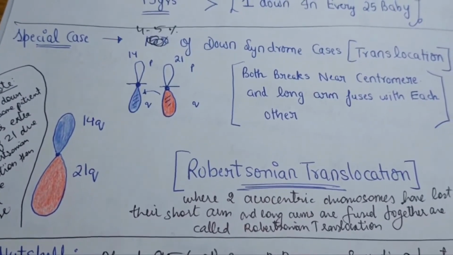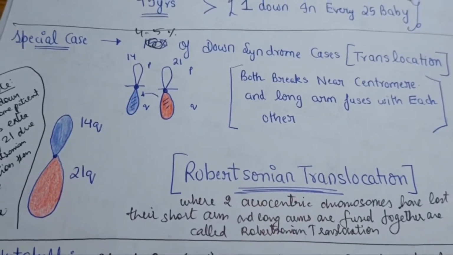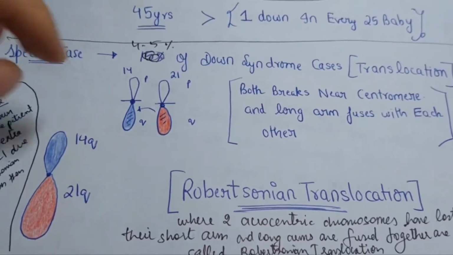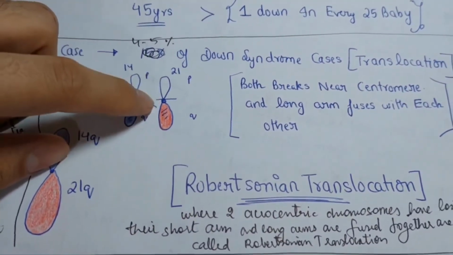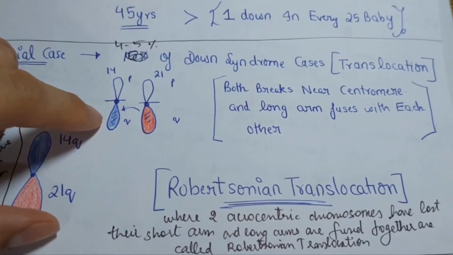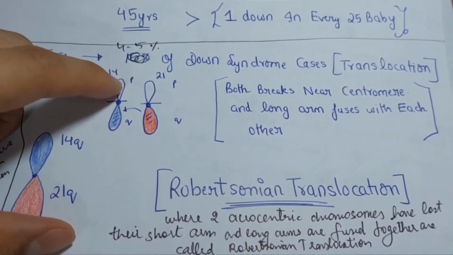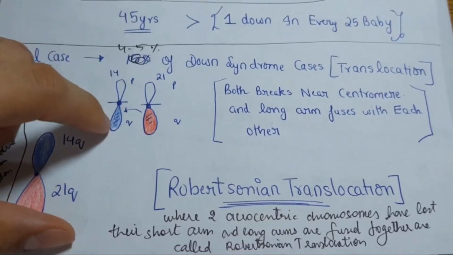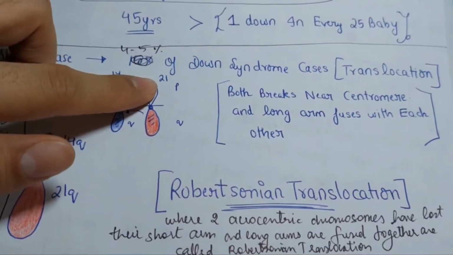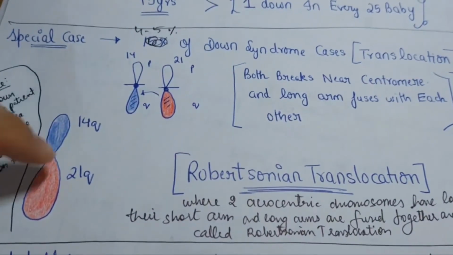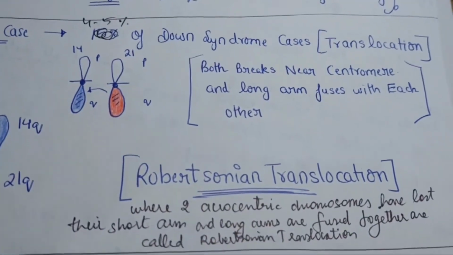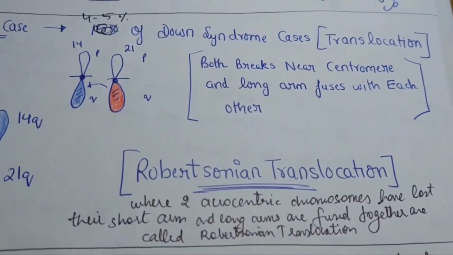Now we will see the special case of Down syndrome. 4 to 5% of Down syndrome cases are due to translocation. What happens is, for example, if this is chromosome number 14 and this is chromosome number 21, both of these chromosomes will break near the centromere, okay, and only their long arms will fuse with each other. This means their short arms will be lost and their long arms will fuse as such. This kind of translocation is called Robertsonian translocation.